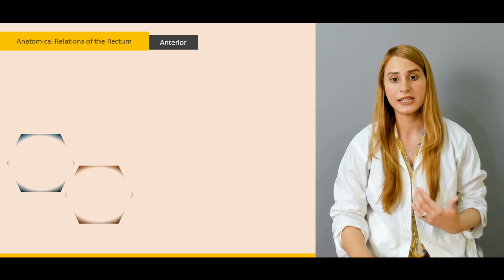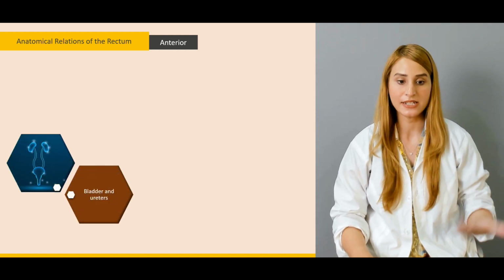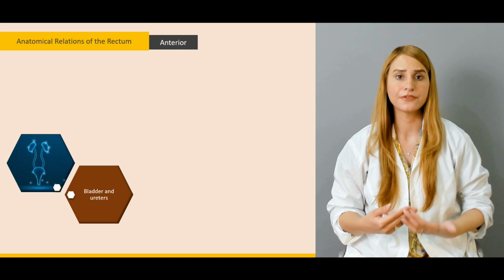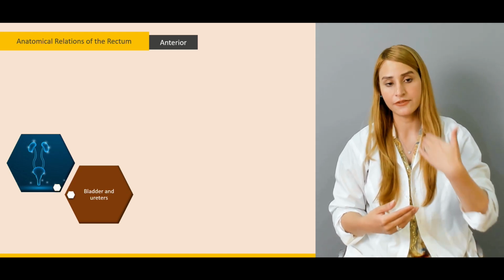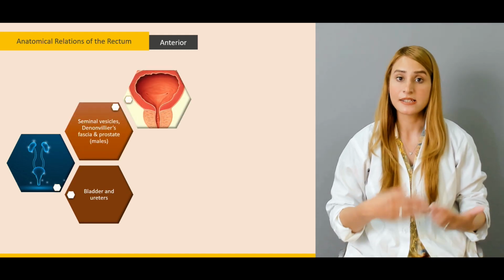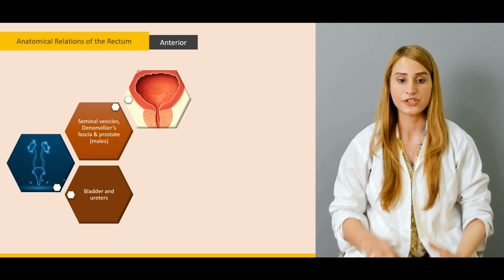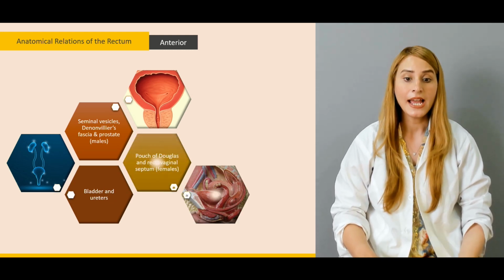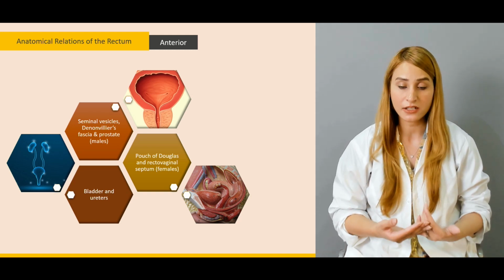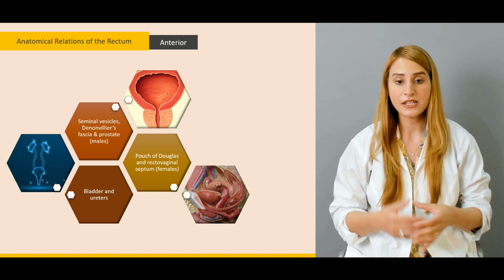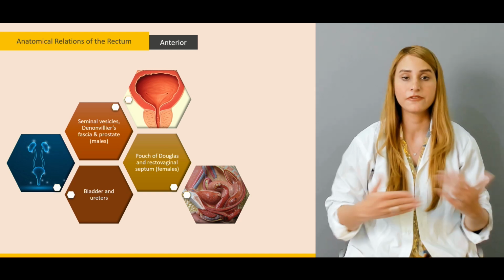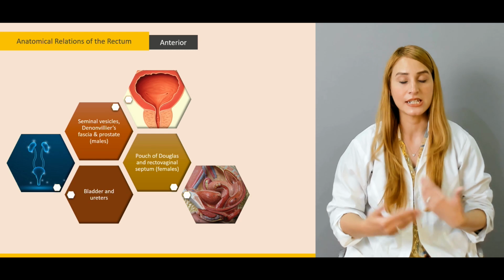So if we talk about the anterior relationships of the rectum, we all know that the rectum is basically just in front of the sacrum, and just in front of the rectum we have the bladder, the uterus, seminal vesicle, Denonvilliers' fascia, and prostate in case of males. In particular, in females, there's the pouch of Douglas and the rectovaginal septum. So in males and in females, there are different structures located anterior to the rectum.